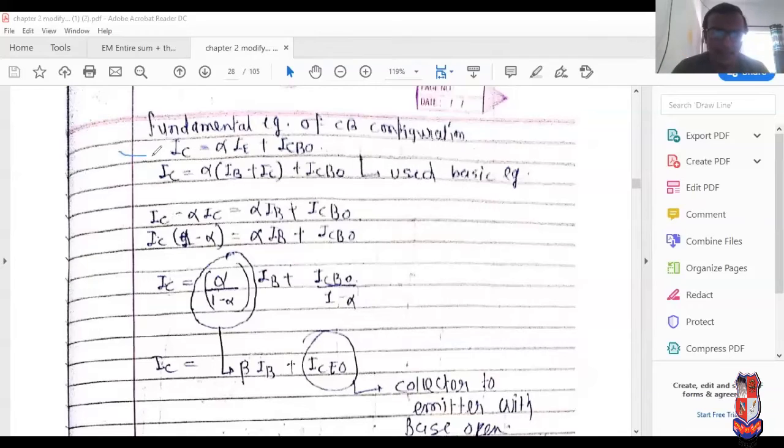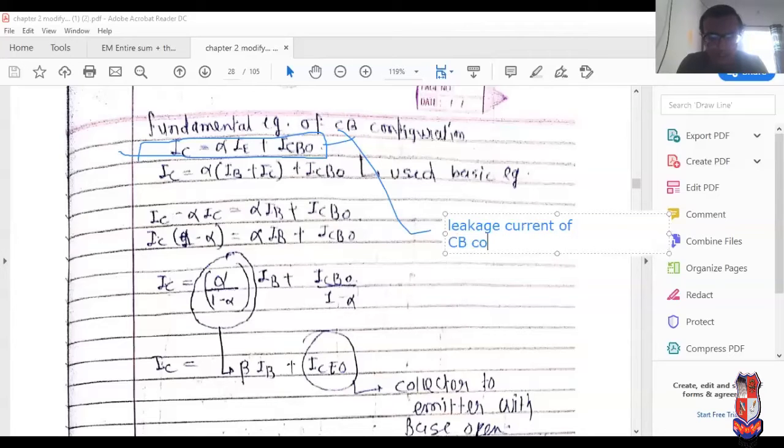See this, IC equals alpha times IE plus ICBO. ICBO means what? It is known as leakage current, the leakage current of common base configuration. Remember this point, in reverse bias condition of the PN junction diode, only leakage current can flow in the circuit.